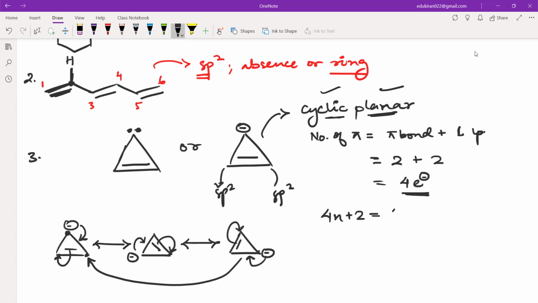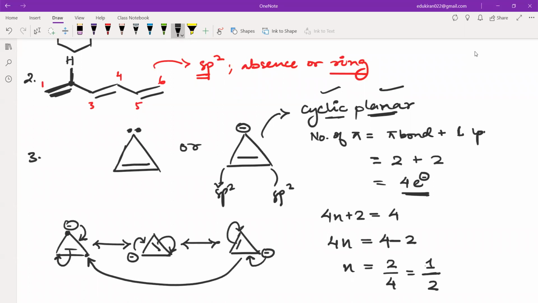Now, when you have calculated the number of electrons, you will write this equation: 4n plus 2 is equal to the number of pi electrons, 4 electrons. Now you will calculate what n is. So let us write 4n is equal to 4 minus 2. So n will be equal to 2 by 4, which is equal to 1 by 2.